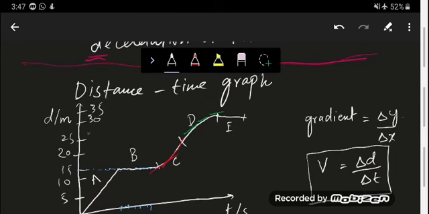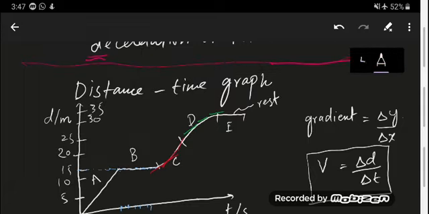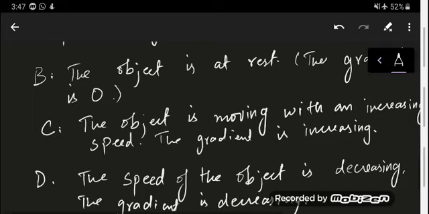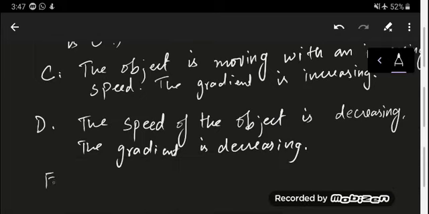It's moving above 25 and then 30 and so on. So the distance is increasing, but the speed is decreasing. And what happens at part E? The graph flattens out like this. So at this point, the object is at rest. So this part is rest. So object is at rest again. So E is the object is at rest.